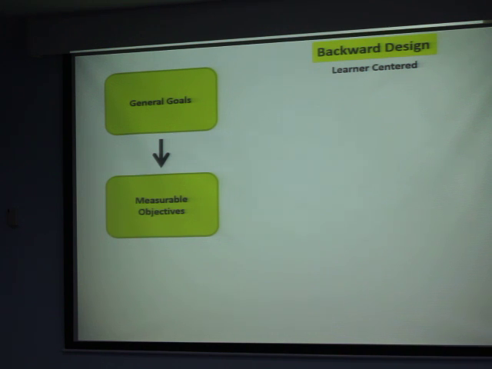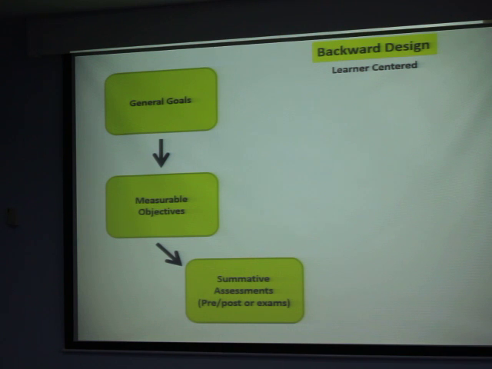And so after you do your measurable objectives, that tells you how will you know that you have gotten to a general goal. You will then do your summative assessments. What are the things that you need to measure to ensure that you are actually there?